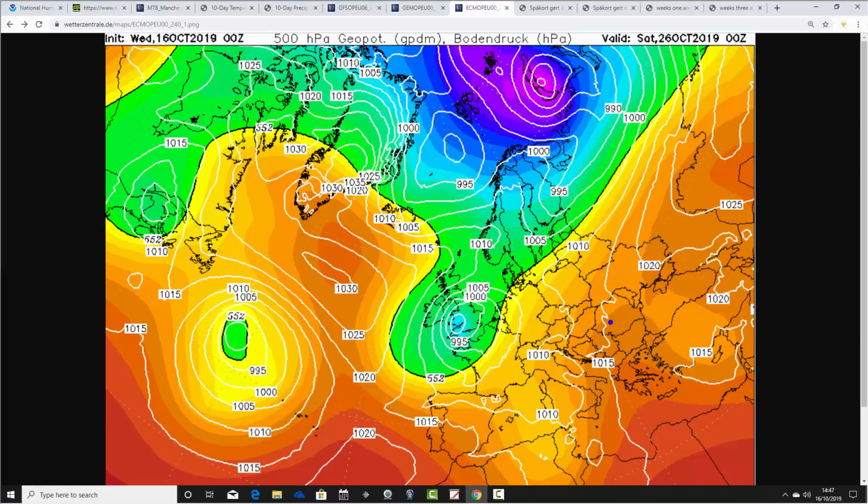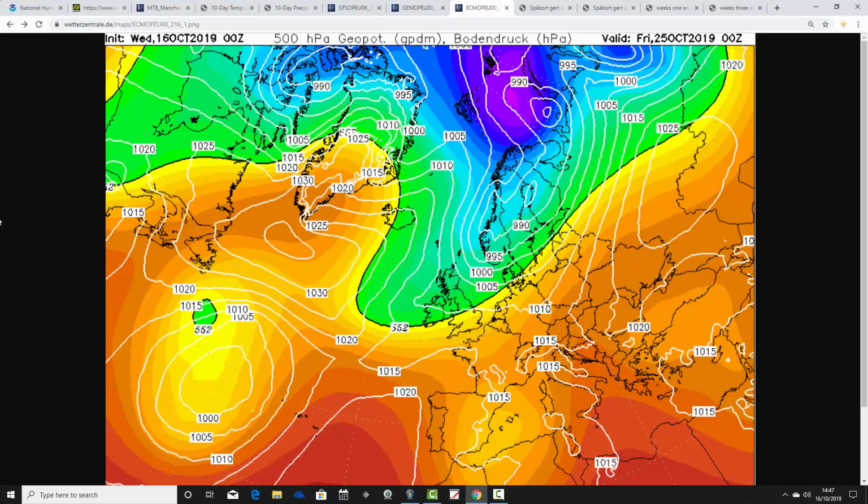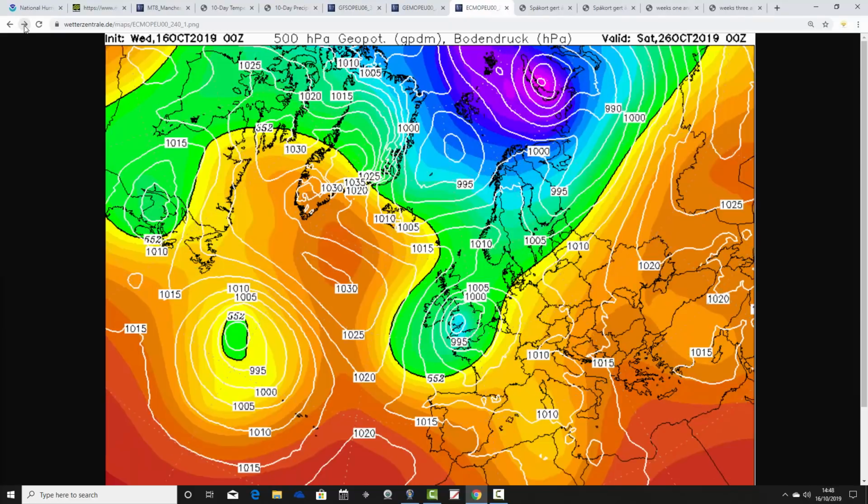No other model is doing this, but I suppose what's going on there is that the front is stalling. So go back to Friday. This is Friday 25th of October. Again, an active front is through here, marking the boundary between the cold air to the north and the milder air from the south. Now that low pressure comes southwards, but as it does so, an area of low pressure develops along the front. And that's how we look at day 10.